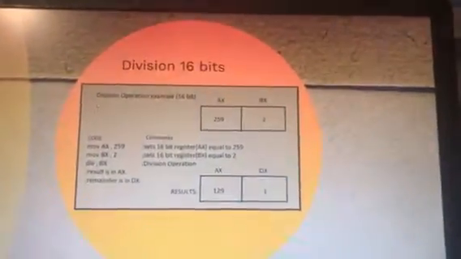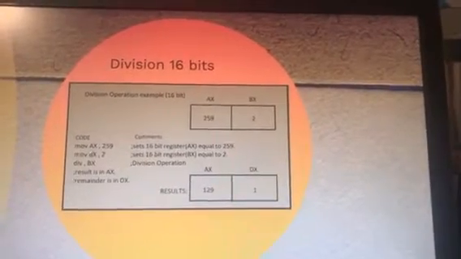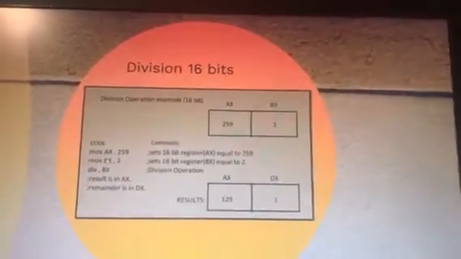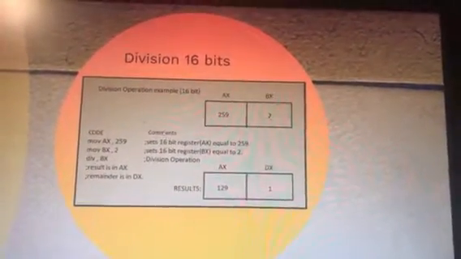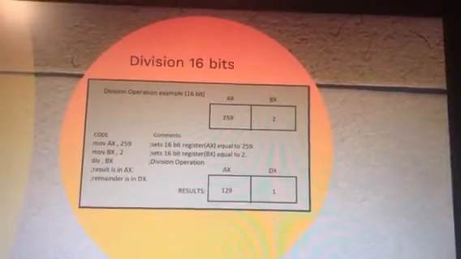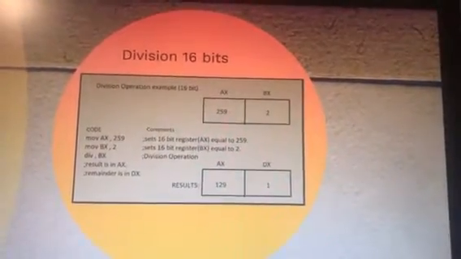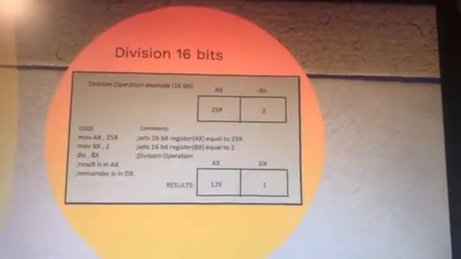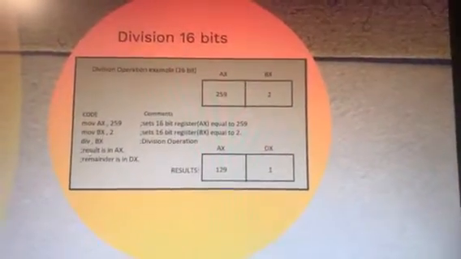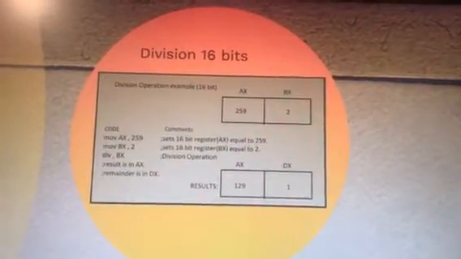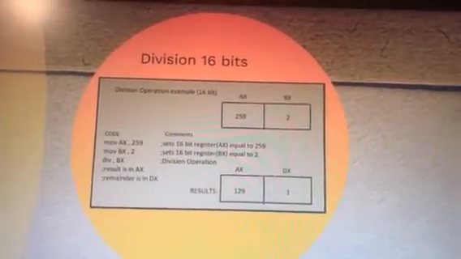We have division with 16 bits. Here we have a 16-bit register AX and a 16-bit register BX. We have values of 259 and 2. 259 divided by 2 gives you 129, with the remainder being 1. So here, to the left, the result is in AX and the remainder is in DX.